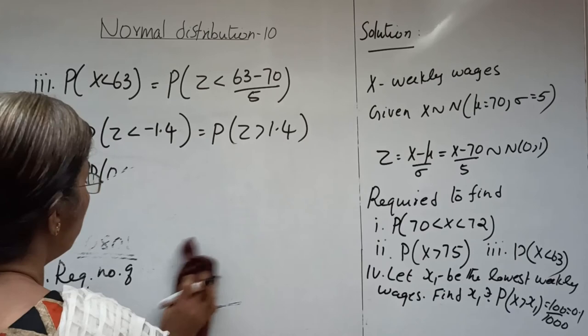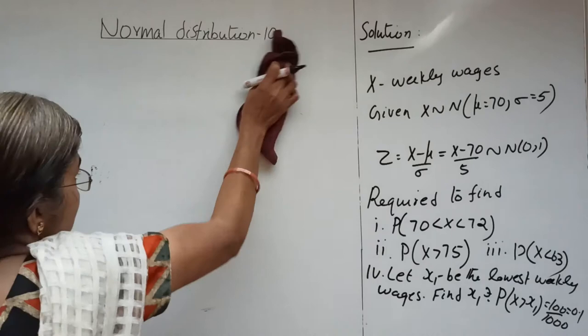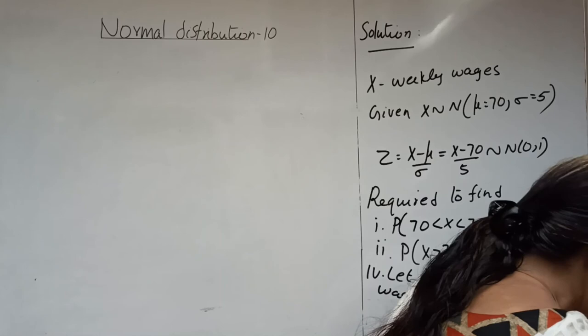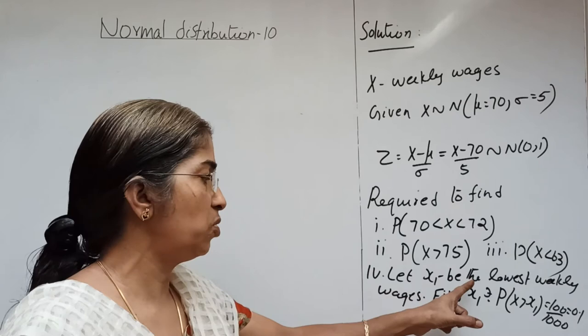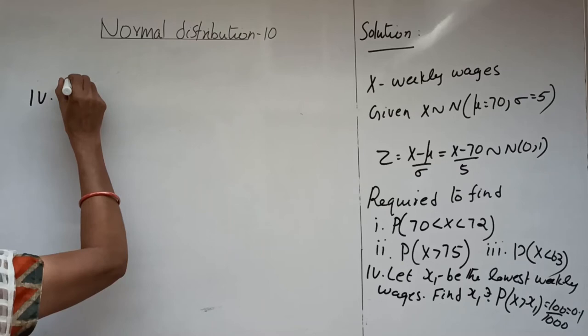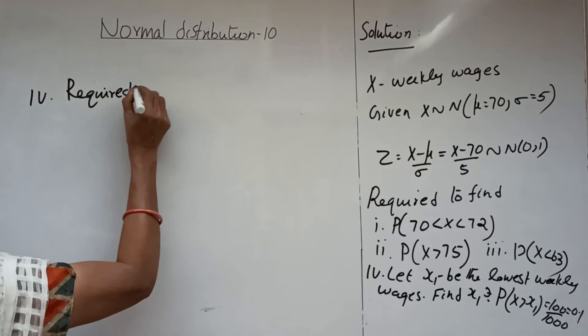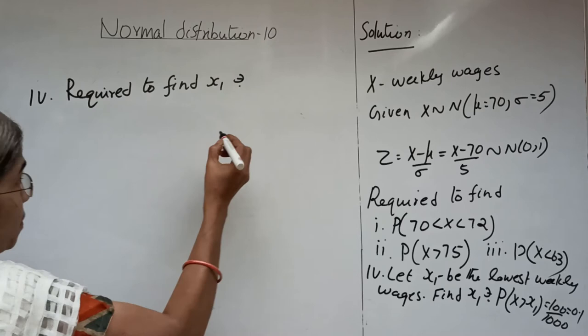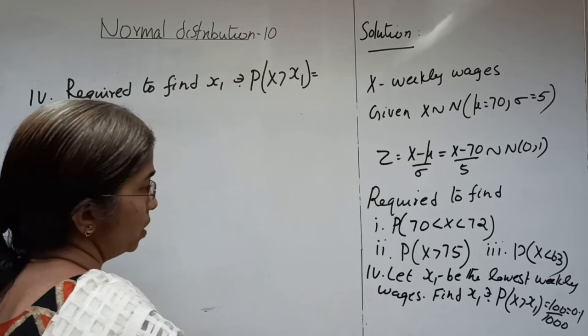Okay, now we consider the last part, already explained. The problem is, we want the lowest weekly wage of the 100 highest paid workers. So we assume x1 as the lowest value, and hence we require x1 such that probability x greater than x1 equals 0.1. That is, 100 by 1000 is 0.1.